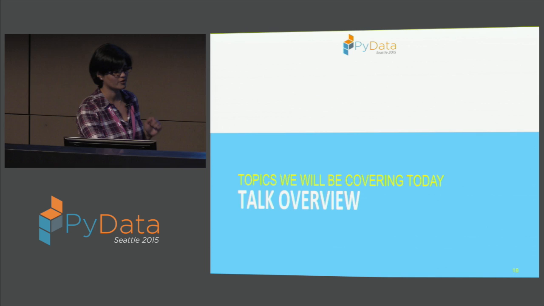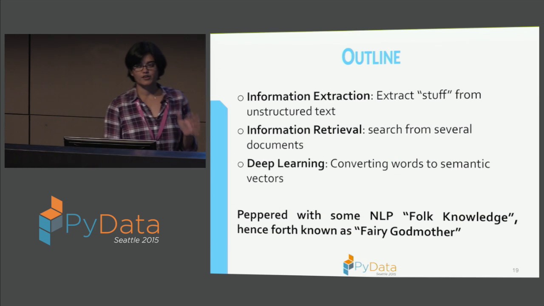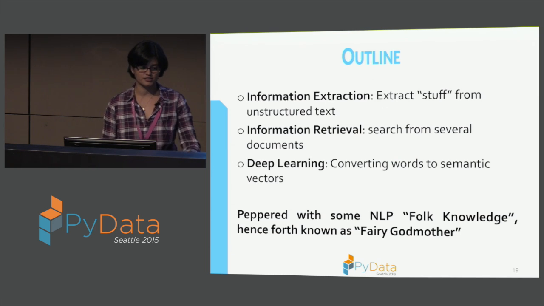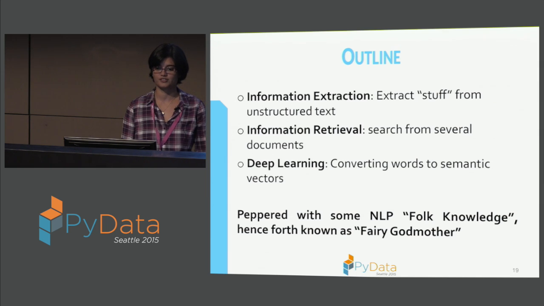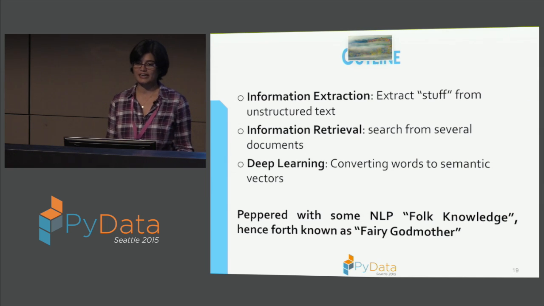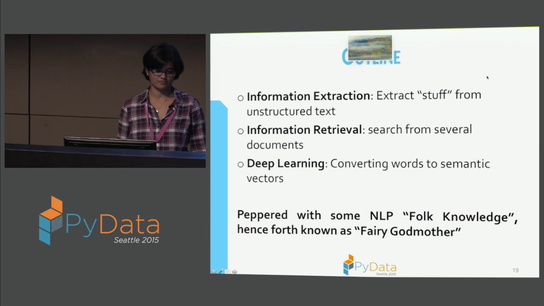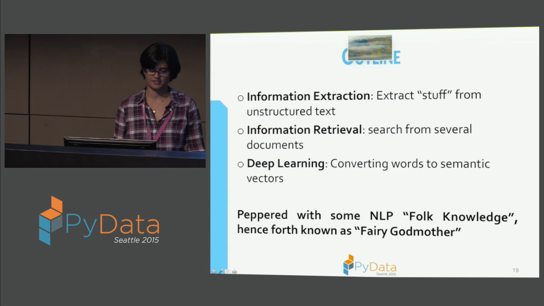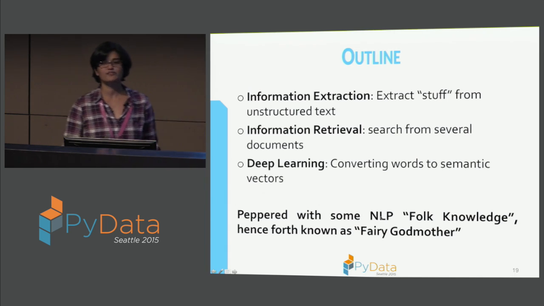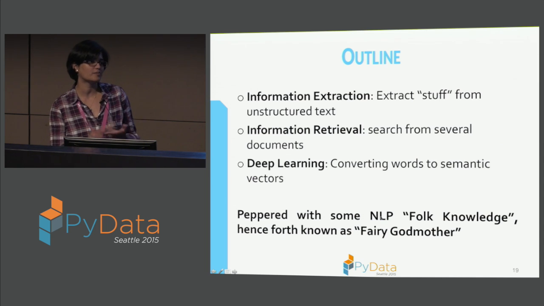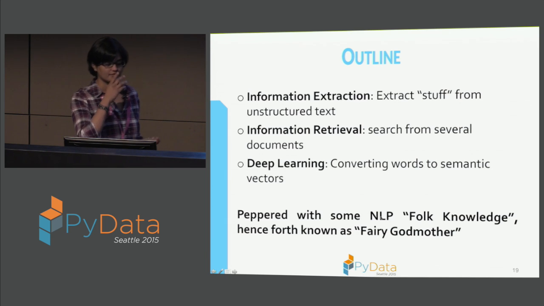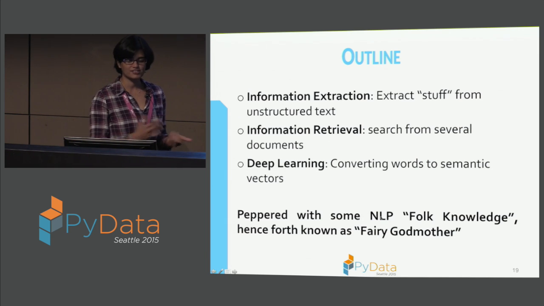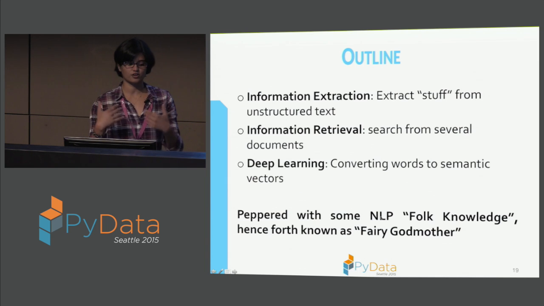So in this talk, I'm going to do 3 things. The first is information extraction, which is extracting stuff from unstructured data. That stuff could be anything, but if you know what information you want to extract, you can extract topics, you can extract sentiment, you can extract named entities. The second is information retrieval, which is actually search, which is Google. It retrieves documents for you.